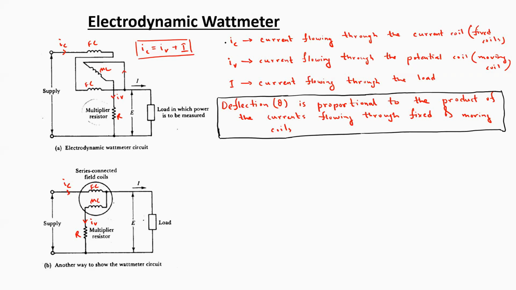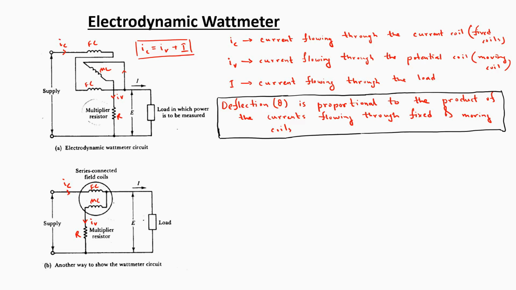As discussed already, IC is representing the current flowing through the current coil, which is the fixed coils here, IV is the current flowing through the potential coil, which is the moving coil in this case, and I is the current flowing through the load. Now, if we concentrate on the discussion of the previous lecture, the current flowing through the fixed coils is going to produce the magnetic fields.